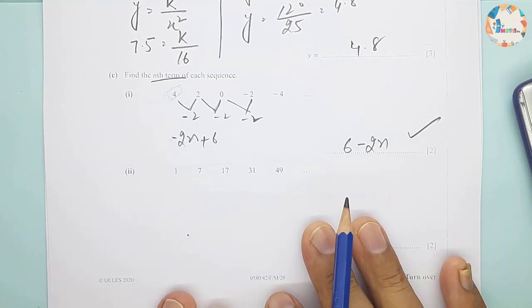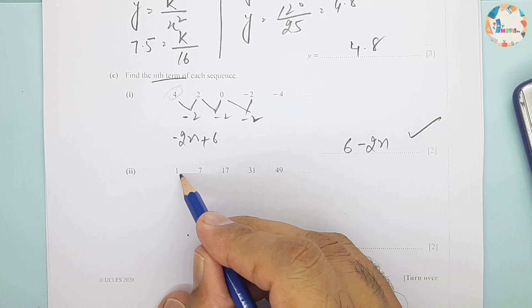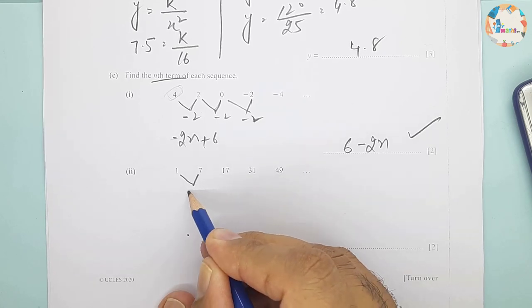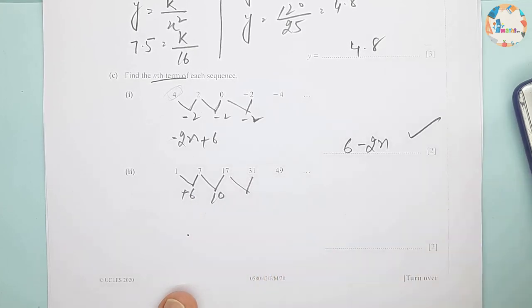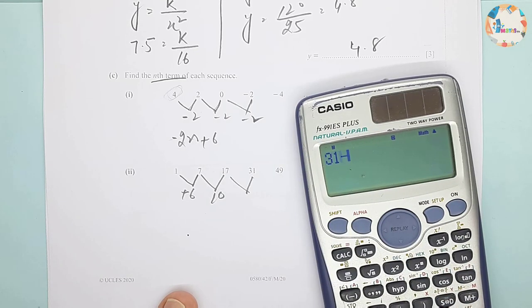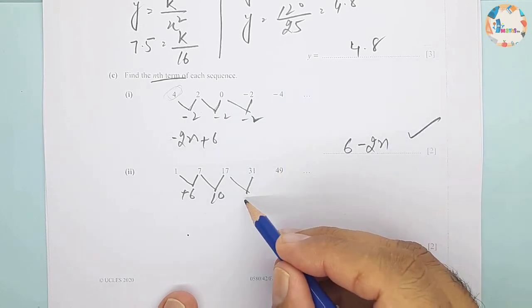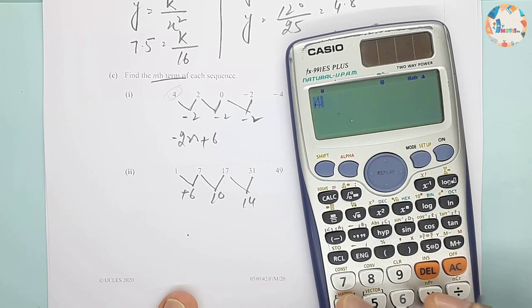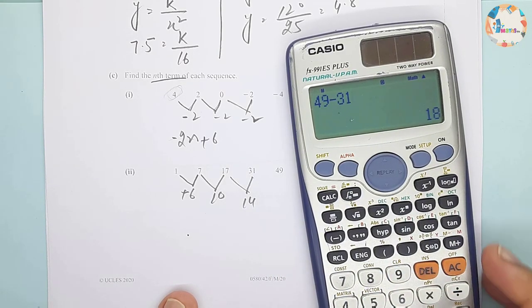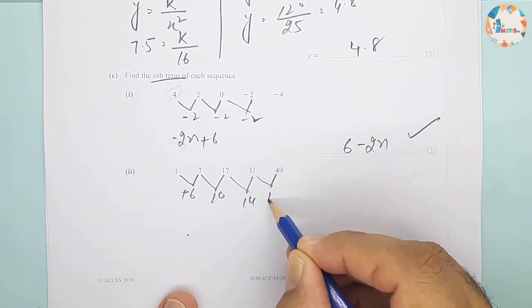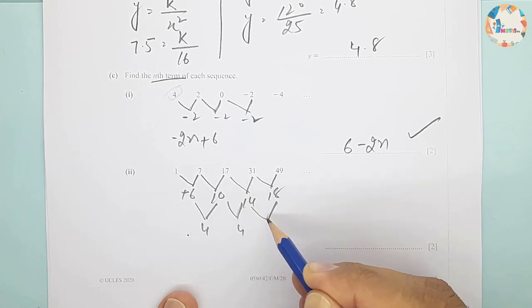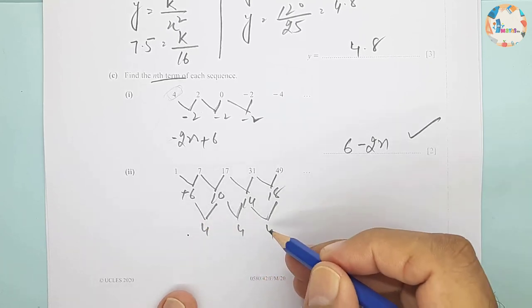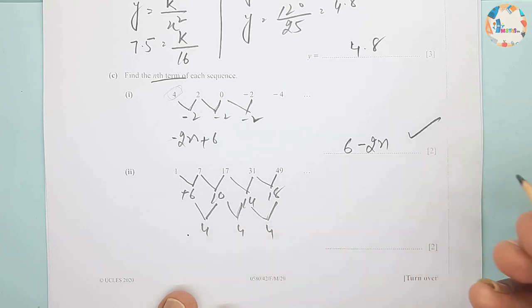Then for the second part, we'll have to check. The first order difference is plus 6, this one will be 10, and 31 minus 17 will be 14, and 49 minus 31 is equal to 18. Now if we check the second order difference, this will be 4, this is 4, and this is again 4. So the second order difference is the same. It means this will be involving n square.